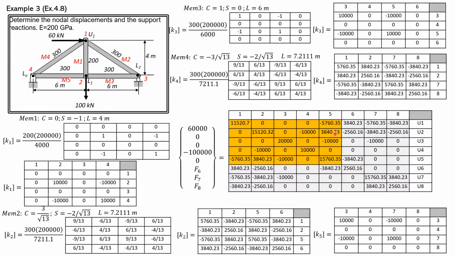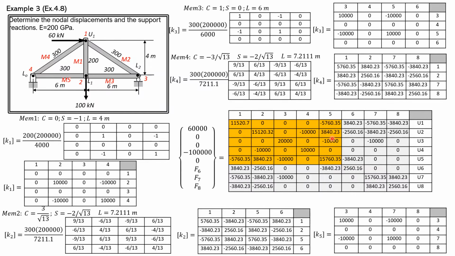This is 2, 5. There's none here. Here we have 2, 5 as 3840.23. None, none, none. So it's 3840.23, and 5, 2 is also 3840.23.